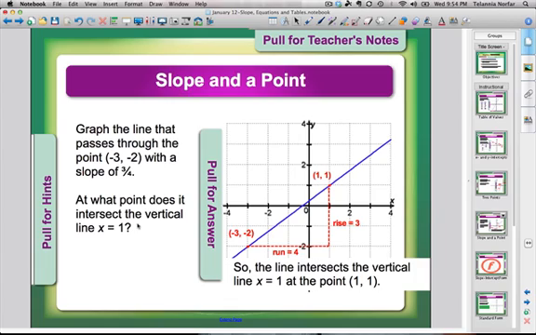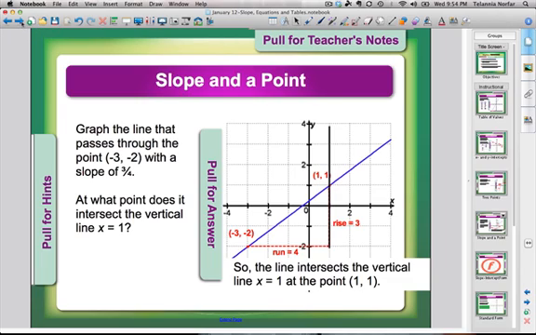And again, it said, if I had a vertical line, x equals 1, which is right here, at what point do they intersect? Well, they will intersect right there at 1, 1. I'll make a big line. So if I had that line and I have this line, they intersect at 1, 1. Great job if you actually got this answer correct.